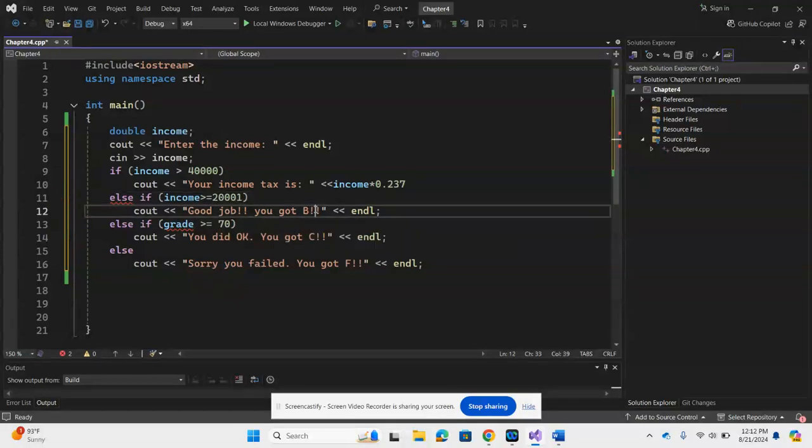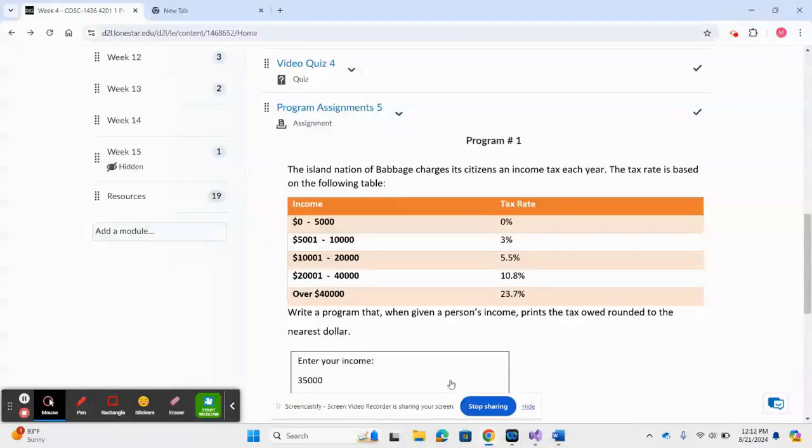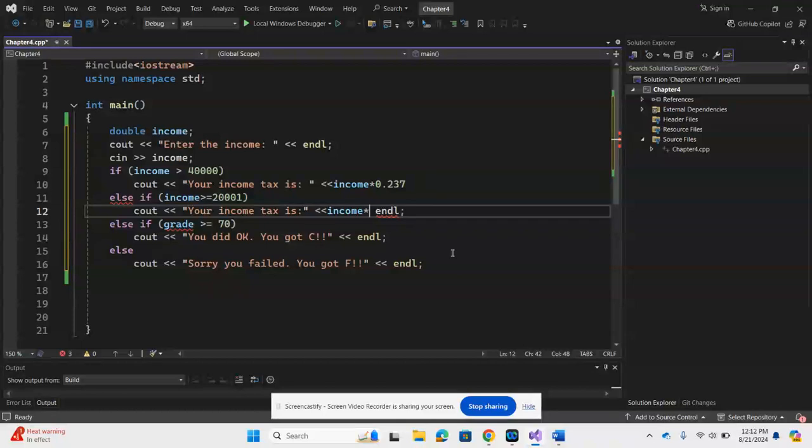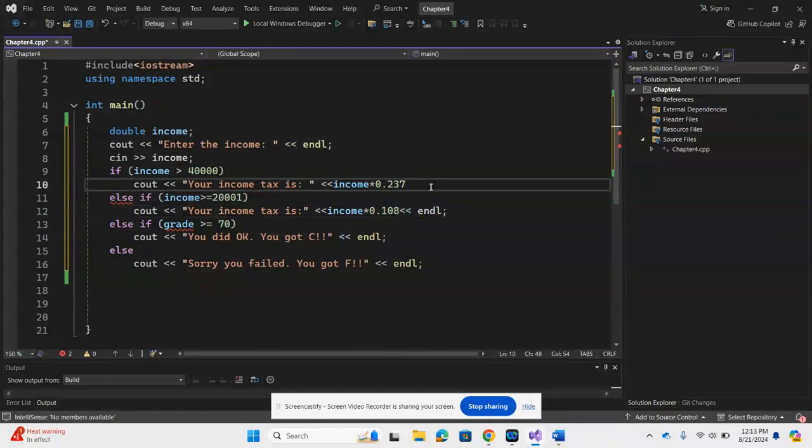So I'm going to put here "your income tax is", and then I'm going to multiply by that. Income multiplied by, what's the tax rate? See, 10.8. So you're going to multiply by 0.108. The same thing right here.